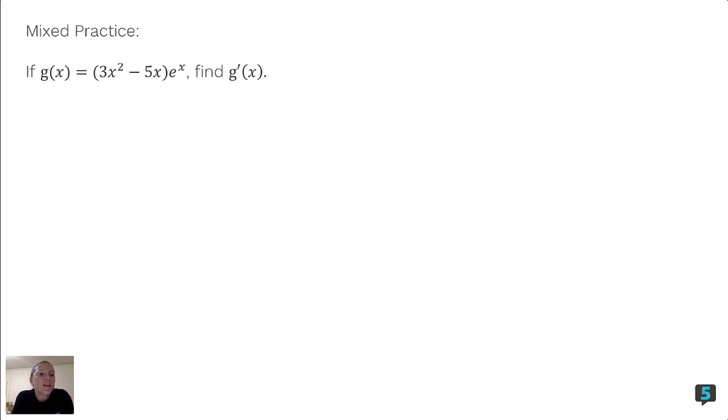All right, this time we have g of x equals the quantity 3x squared minus 5x times e to the x, and we want to find g prime of x. What do you think, product rule or quotient rule? Let me know in the chat.